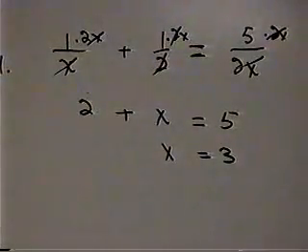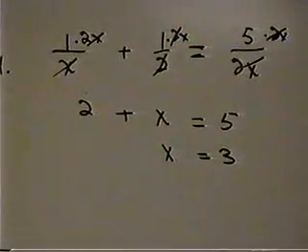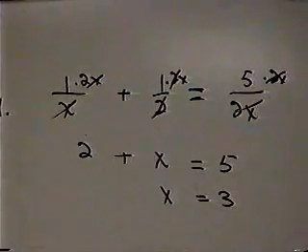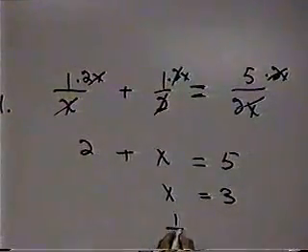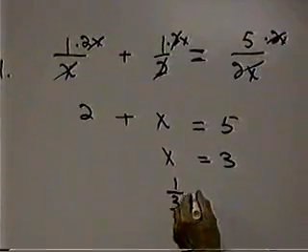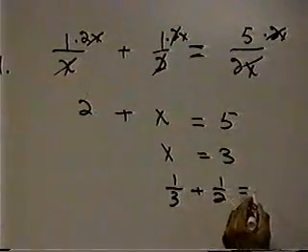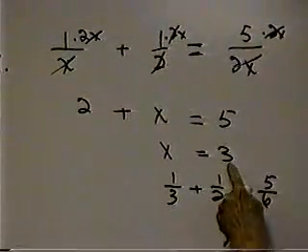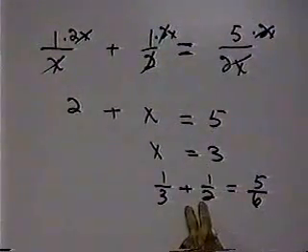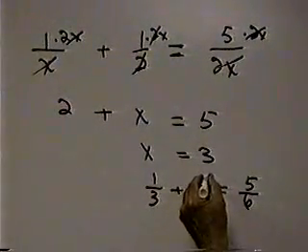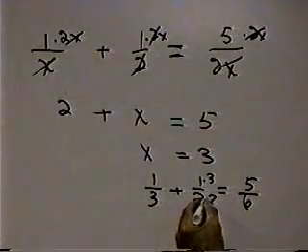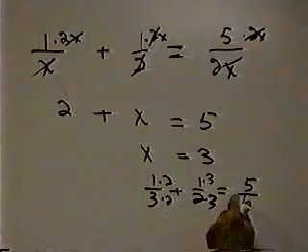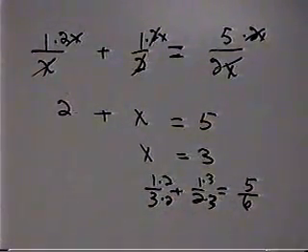Now, please don't just stop there. Take that answer and put it back in the problem and see if it's right. So it says the reciprocal of a number plus 1/2 is equal to 5 divided by twice the number. Okay, we'll get a common denominator here. This would be 3/6, and this would be 2/6. So what we have is 5/6, and it checks. Don't forget to check your answer.